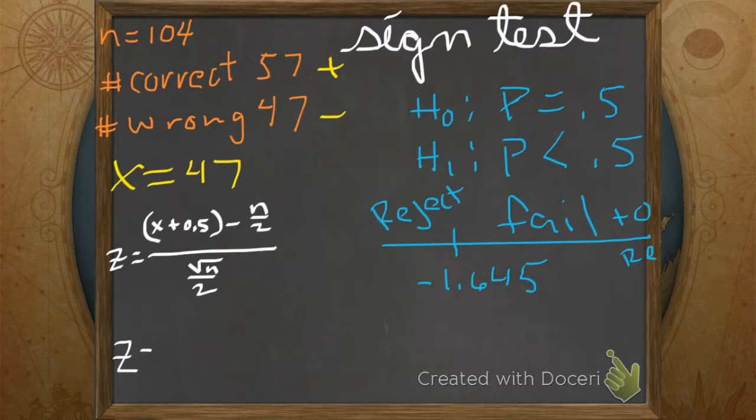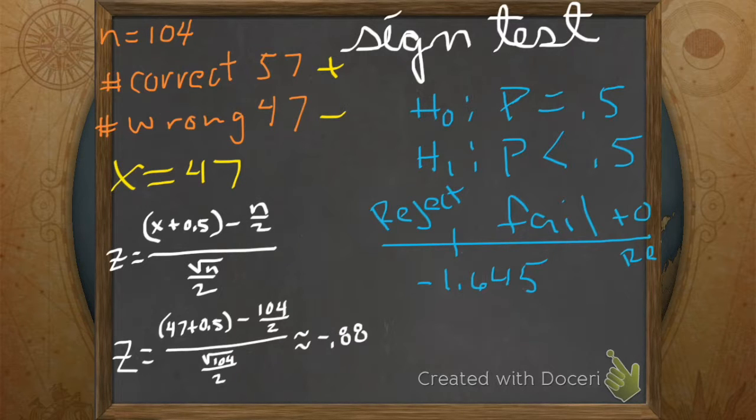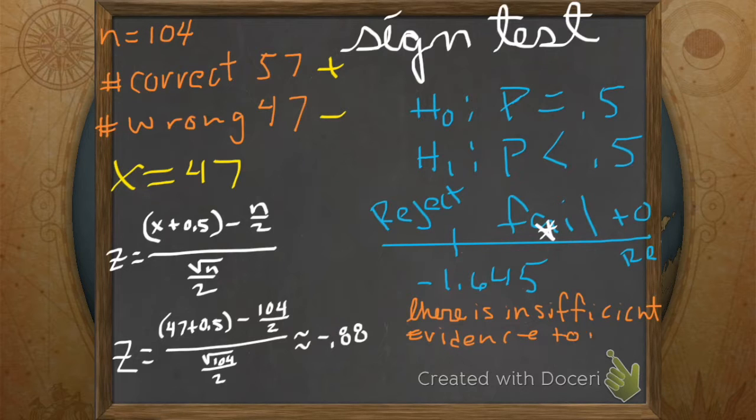Okay, so let's throw our stuff in there. We have our x, we have our n. Then I put those where they go, and Sasha got minus 0.888, and Christina checked her. So where does that fall? In the fail to reject. There is insufficient evidence to reject the claim that they don't know anything. Bad.